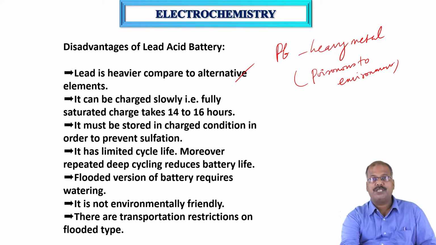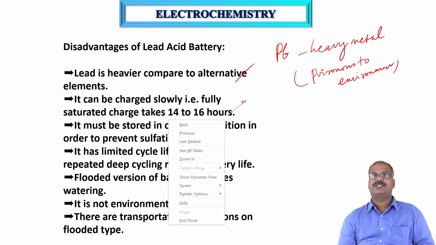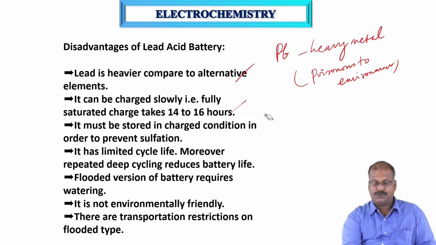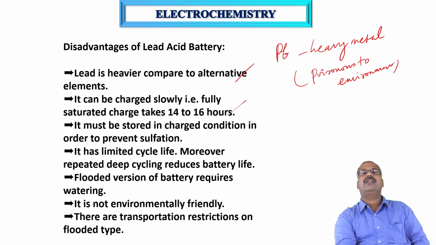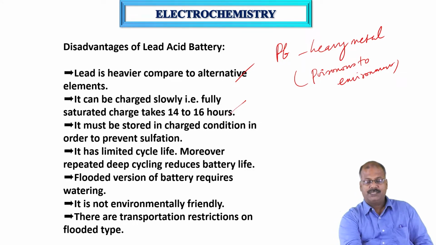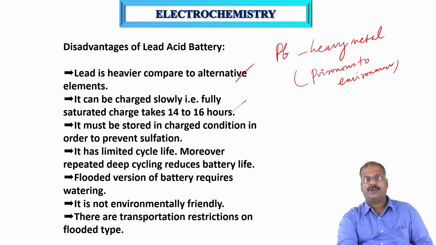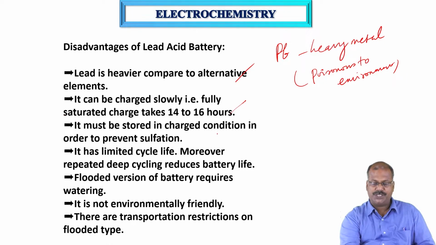It can be charged slowly; a fully saturated charge takes 14 to 16 hours. This is one of the disadvantages. That means for a battery to fully charge, it takes quite a long time compared to other batteries, 14 to 16 hours. It must be stored in charged condition to prevent sulfation.